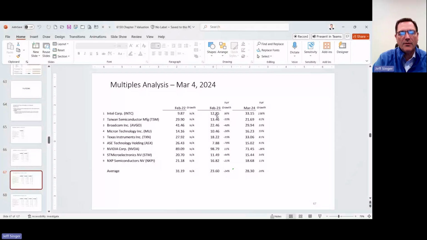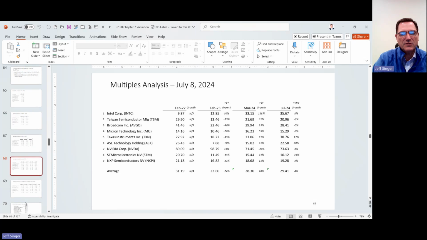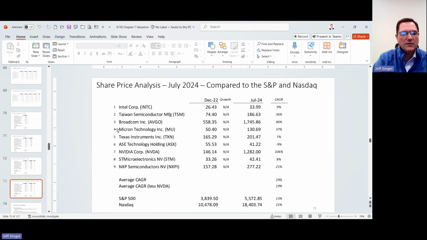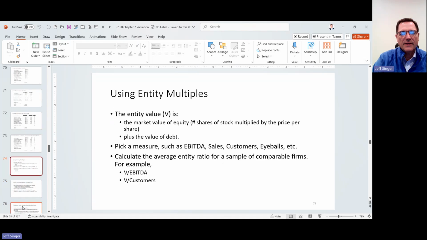The data point that you use is the multiple of the company, which is the price divided by the earnings per share. I do a little bit of analysis on here.